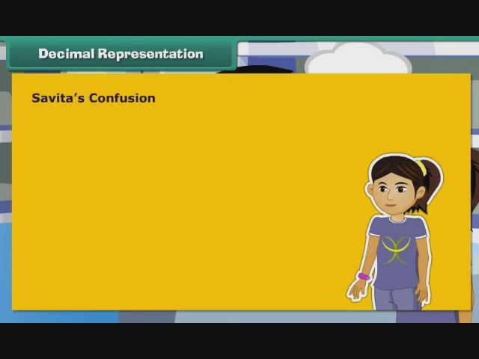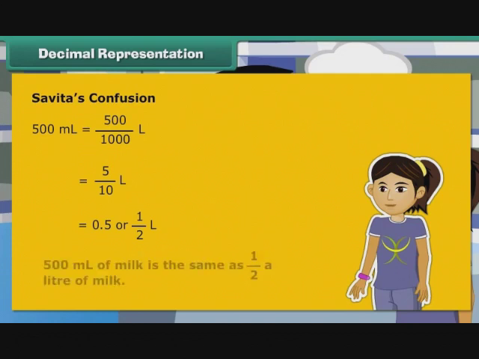kiloliter. Now, we revisit Savita's confusion. 500 ml is equal to 500 by 1000 liter. That is equal to 5 by 10 liter. That is equal to 0.5 or 1 by 2 liter. 500 ml of milk is the same as half a liter of milk. Savita is now relieved.